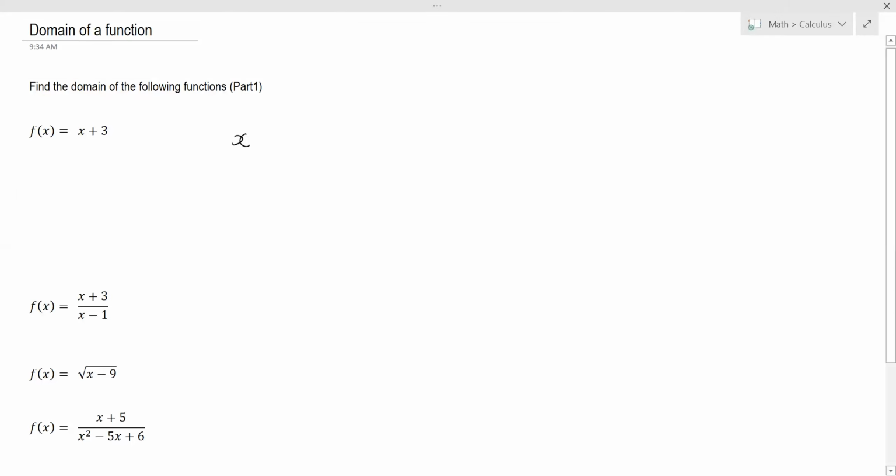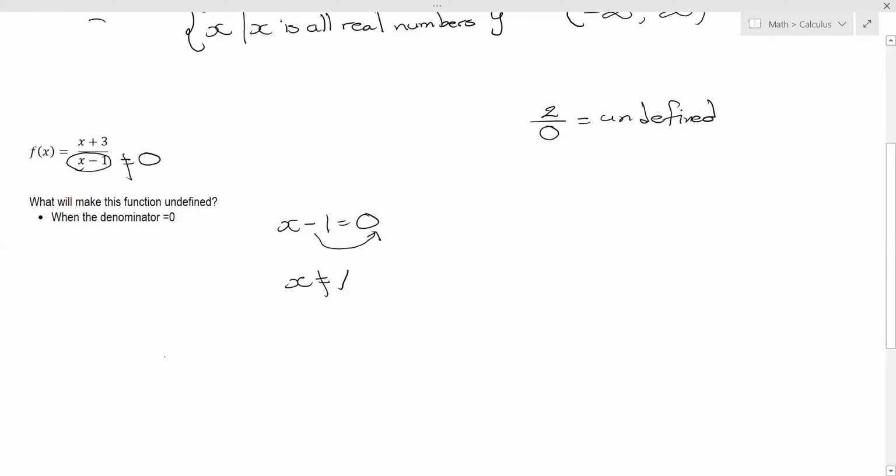So let's see. We have x minus 1 is equal to 0, and then we can move the minus 1 to the other side, and this becomes x equals 1. So for the domain of this function, x should not be equal to 1, because if x is equal to 1, we have 1 plus 3 over 1 minus 1. This will be 4 over 0, and this will be undefined.